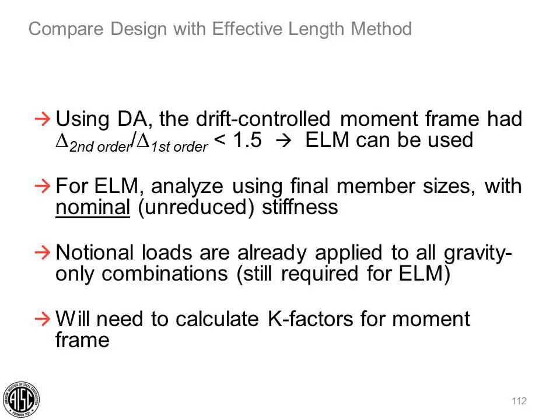For the effective length method, we need to rerun our analysis with the final member sizes, but now using the nominal unreduced stiffness. Notional lateral loads are already applied to all the gravity-only combinations in our model. We'll leave those exactly as we had them for the direct analysis method, since the notional lateral loads are also required for the effective length method.